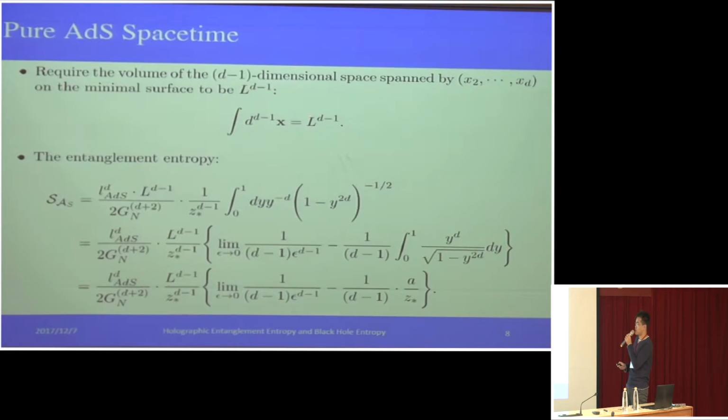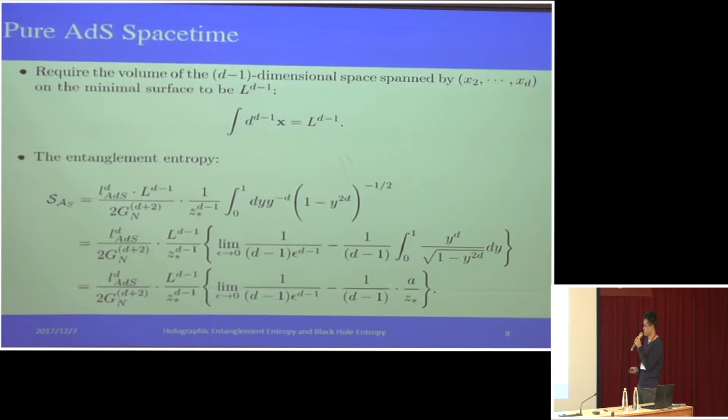And we have the d-1 translation symmetries. So from x2 to xd, in all these directions, we put the volume as capital L to the d-1. After some calculation, we can find the entanglement entropy of a pure AdS spacetime, which corresponds to the ground state of a d-dimensional CFT.